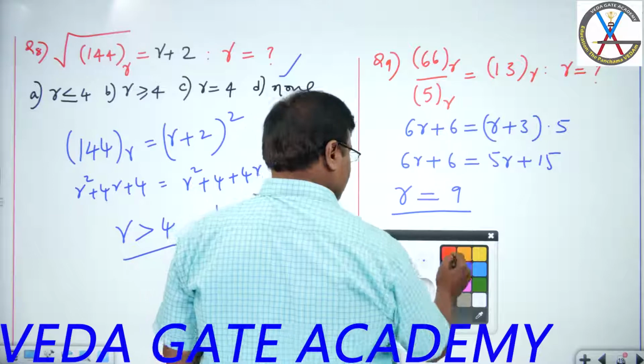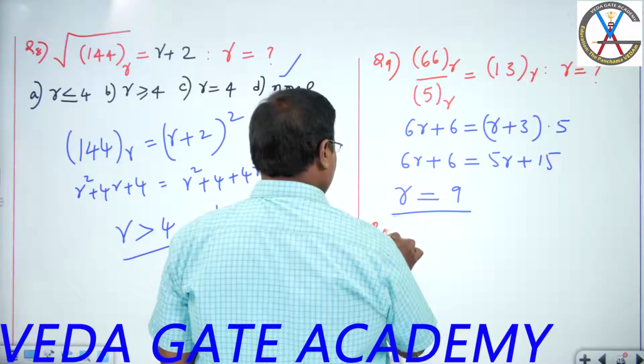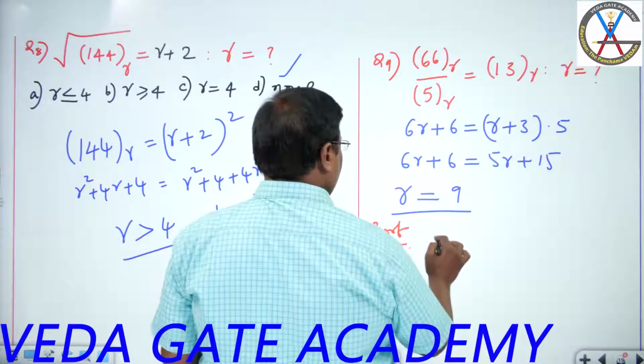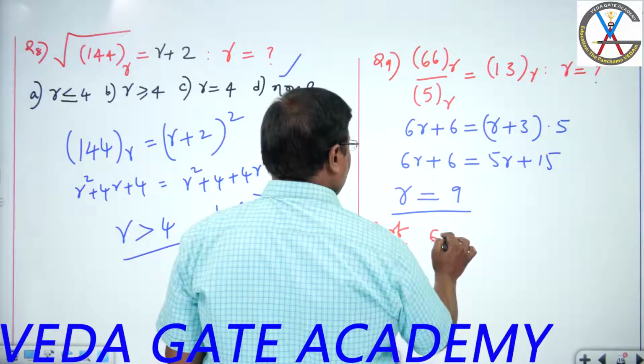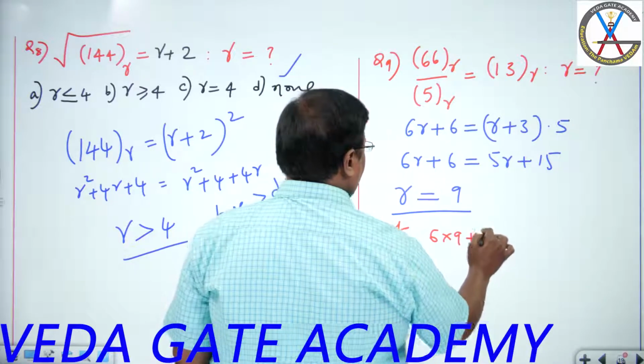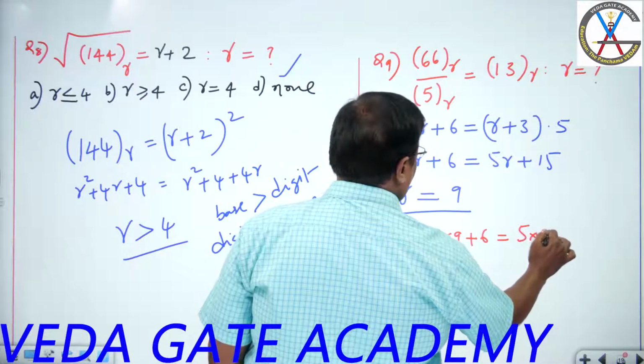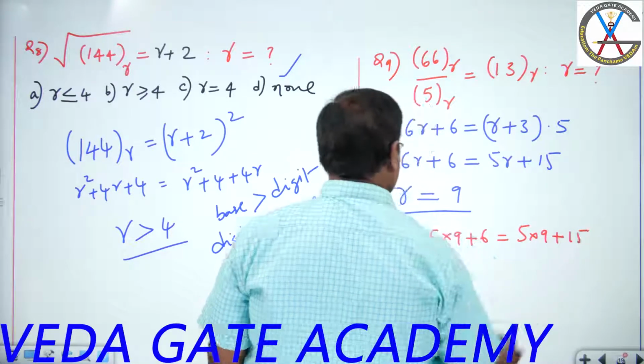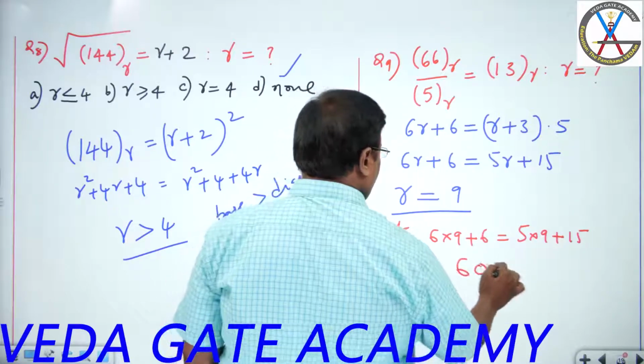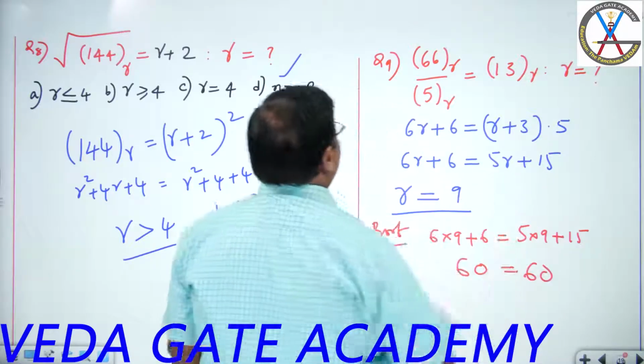Proof. 6 into 9 plus 6 equal to 5 into 9 plus 15. So 60 equal to 60. Exactly correct. Right.